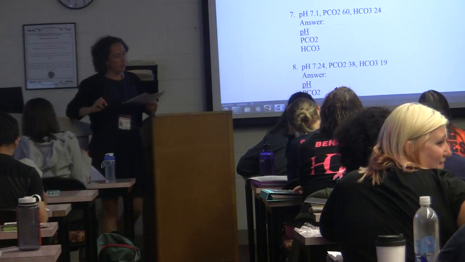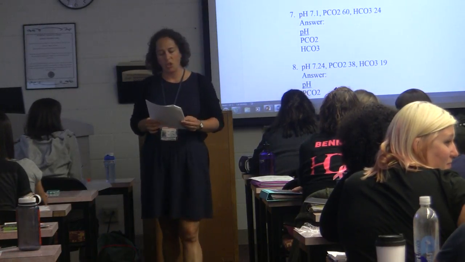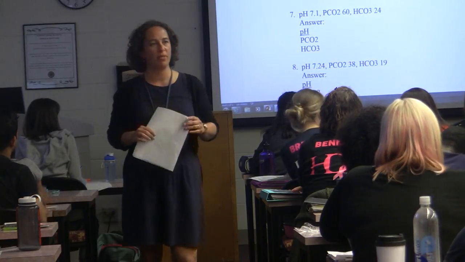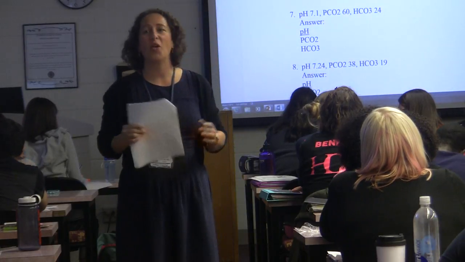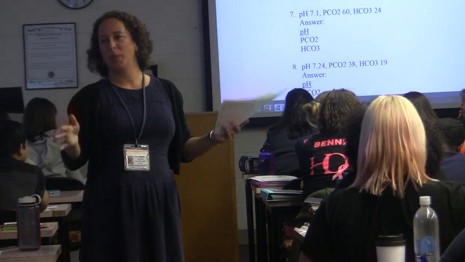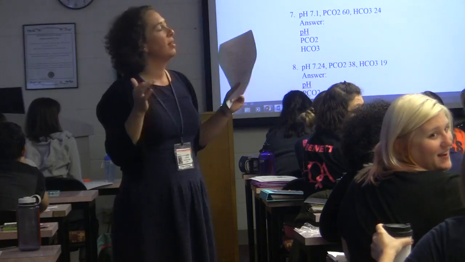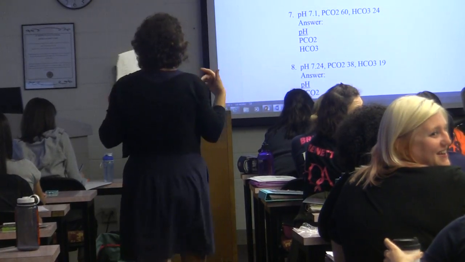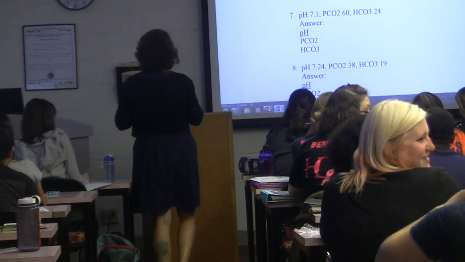Number six, pH is 7.42. Normal. CO2 is 37. Bicarb is 25. Normal. So what is this person? Normal. They're normal. As normal as we get around here, right? No, they are, from an acid-base perspective, in balance. It's not homeostasis exactly. They are in balance.